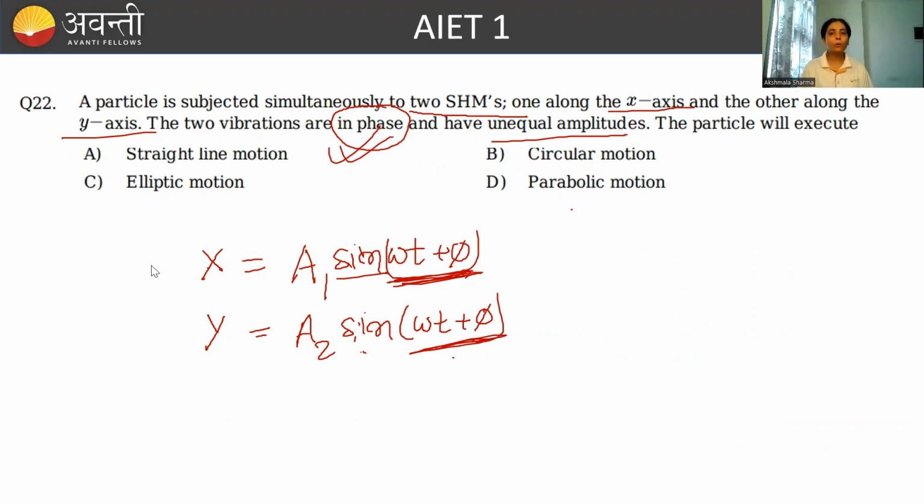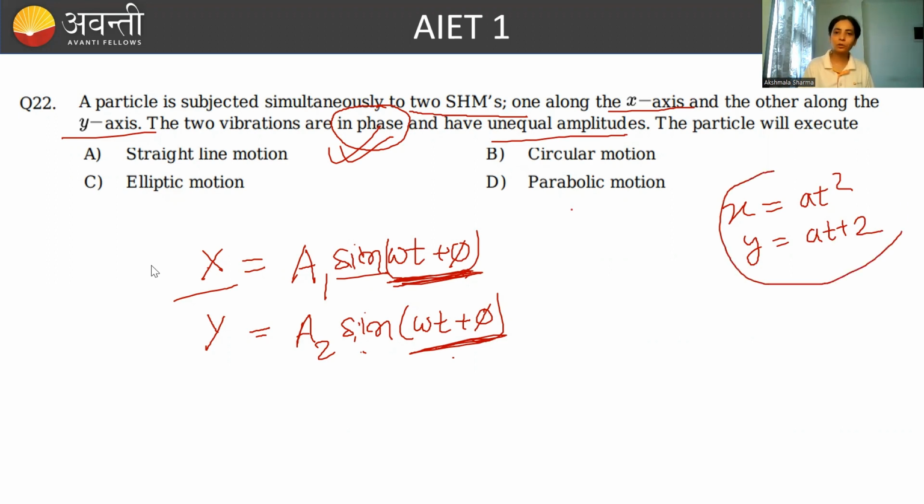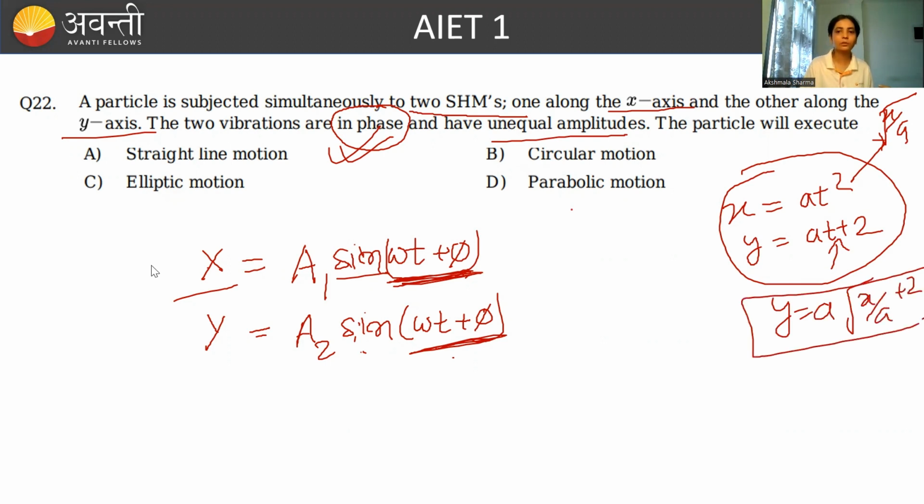So x and y. Now whenever we need to write the equation of motion and x and y are given, what we used to do, we need to write the equation in terms of x and y only. If x is given as a t square and y is given as a root t plus 2, suppose, and you have to write the equation of motion, what will you do? You will eliminate t and try to get the equation only as a function of x and y. तो आप first equation से t का value क्या लिख सकते हो? t equals root x by a, and that value you can put here. y is equal to a root under x by a plus 2. So this will become the equation of motion here.